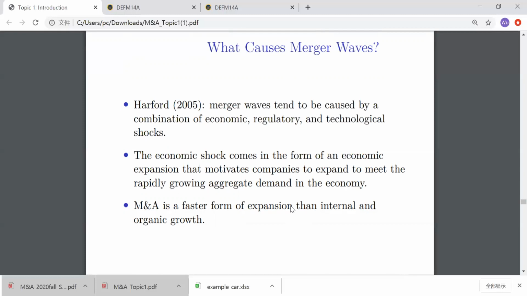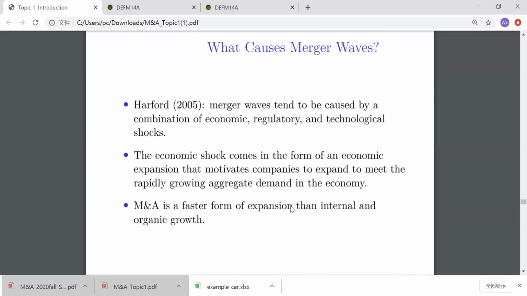However, 2005, this paper provides a very comprehensive description. Basically, merger waves tend to be caused by a combination of factors, right? These combination of factors include economic, regulatory, and technological shocks, right? So the economic shock comes in the form of economic expansion, right? That motivates companies to expand to meet a growing aggregate demand, right?